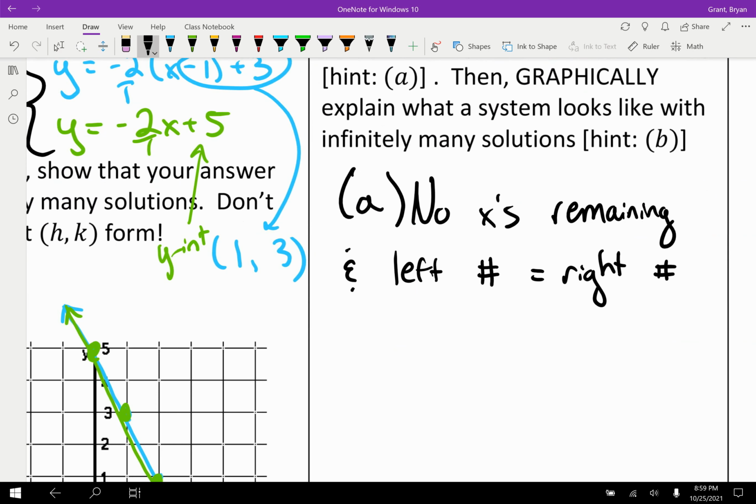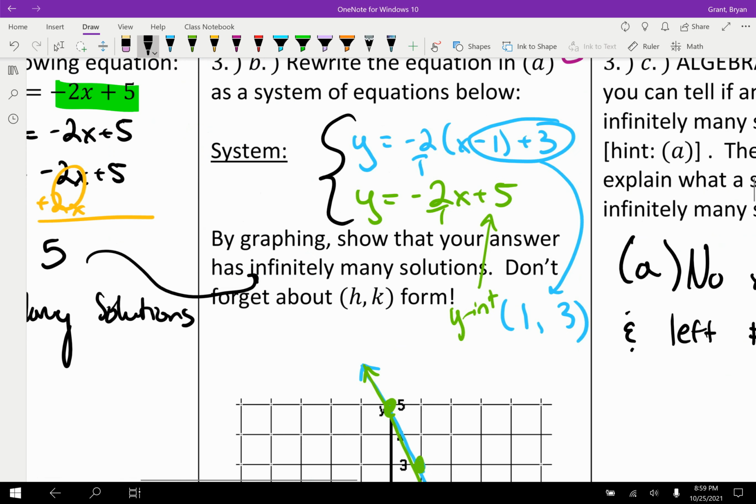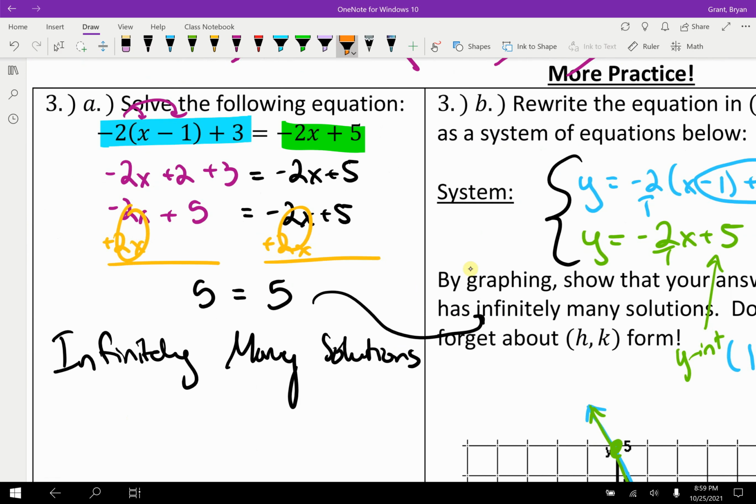I did mention that some of my students stopped early here, and that's because they realized up here that negative 2x plus 5 was exactly equal to negative 2x plus 5. So if you do realize that, you can stop early. The left side is exactly equal to the right. There are still x's, but that's all that really matters.